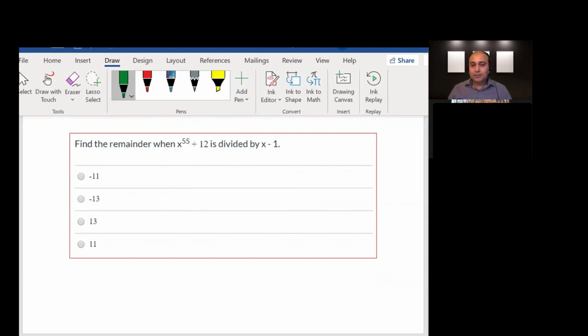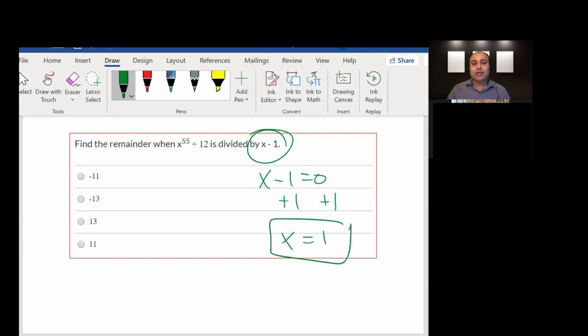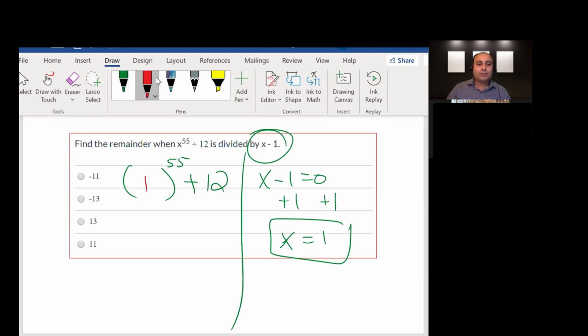What do you think? Come on. Nice. We got positive 13. Why? Because x minus 1 equals 0. Add 1 to both sides, you get x equals 1. Substitute 1 for x. So this will give you positive 1. 1 to the power of 55 is 1, plus 12 equals 13.